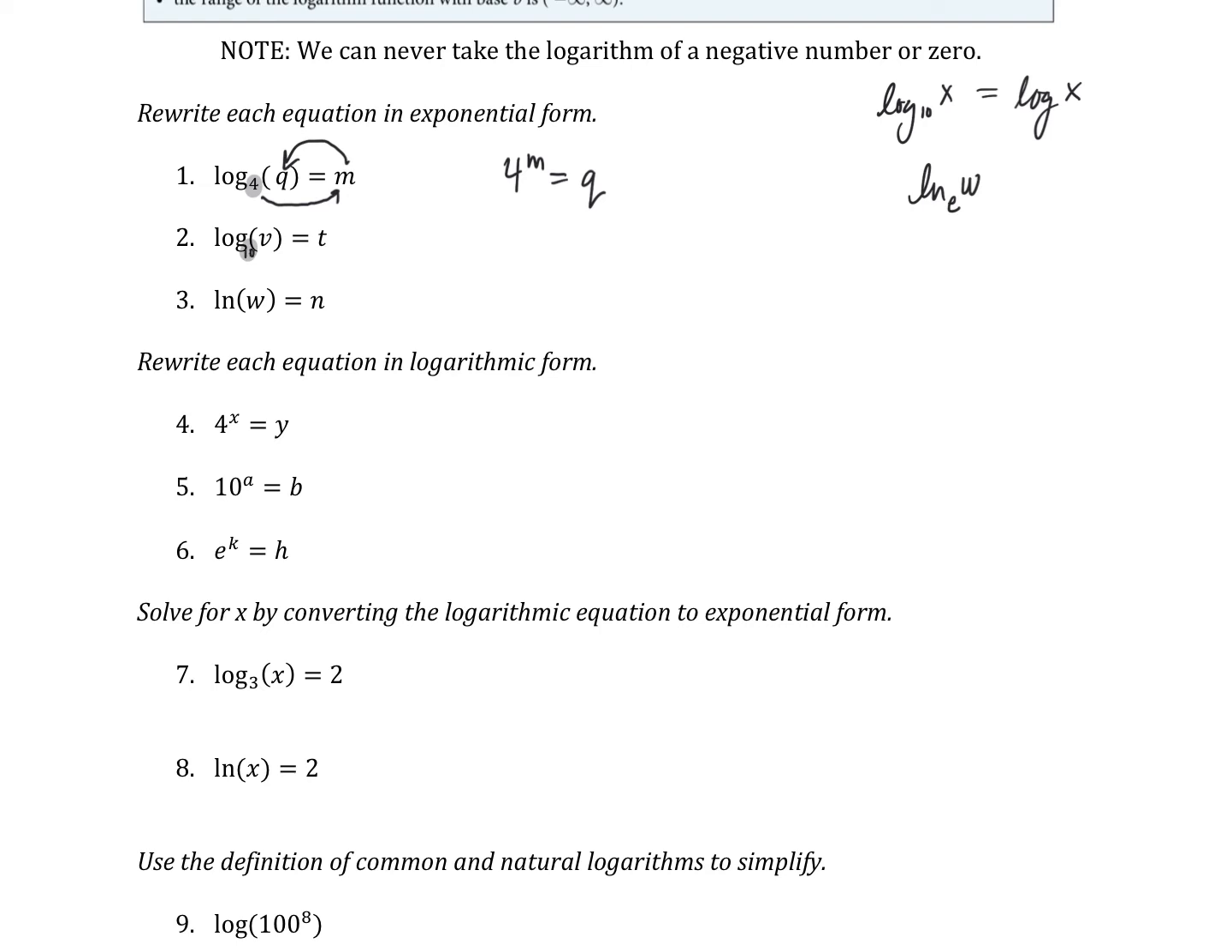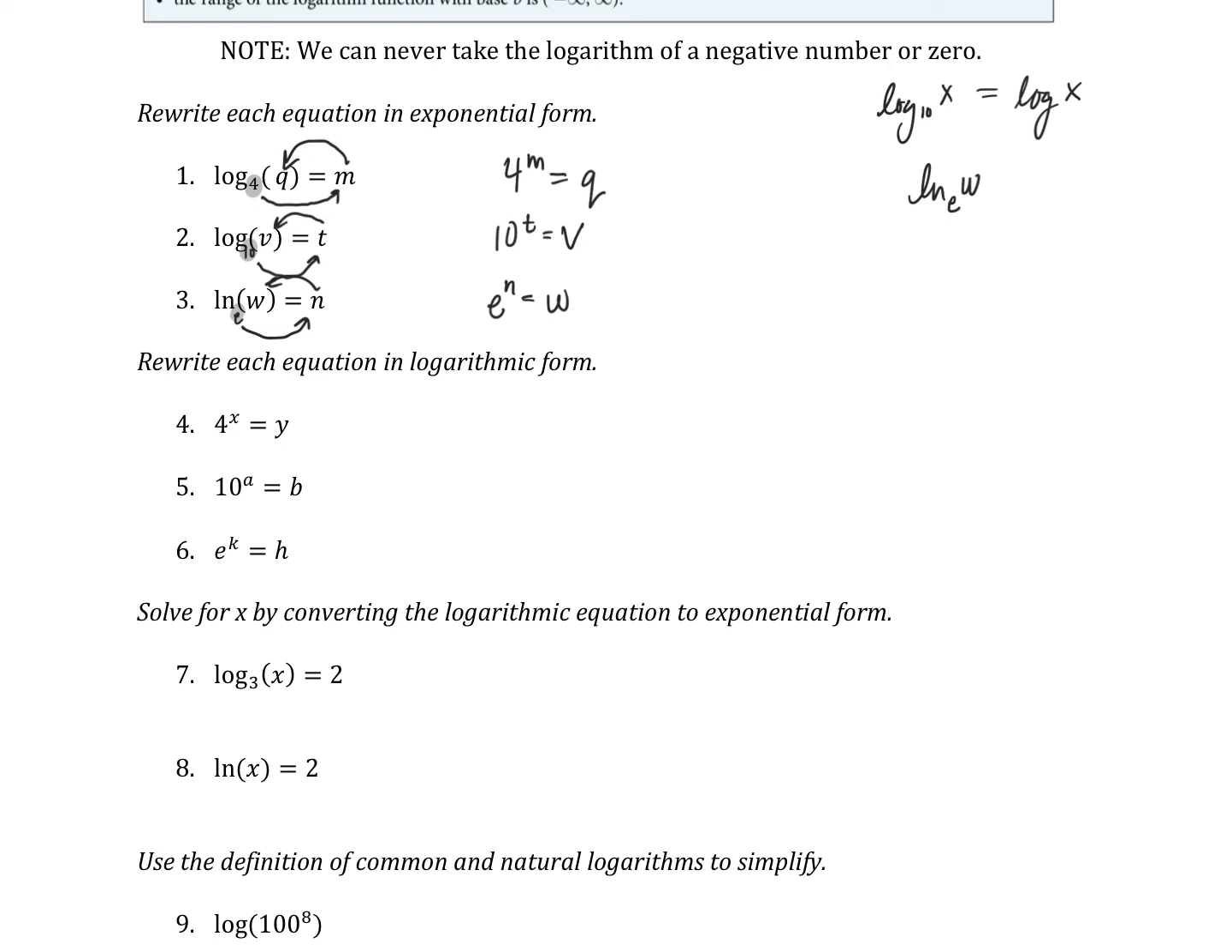All right, and number 2, there is no base written. Since it's a log, it's understood to be 10. So we're going to say 10, go across the equal sign to the t, is equal to v. That's it. Number 3, identify the base. There's not a base written. Since it's a natural log, it's understood to be base e. So we're going to have e raised to the n is equal to w. That's how you rewrite a logarithmic function into an exponential form.